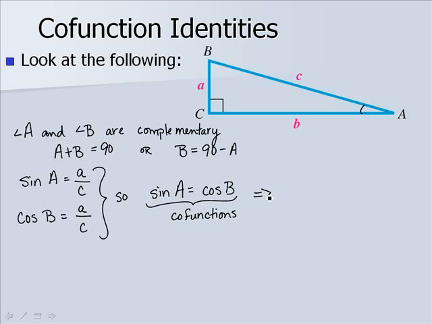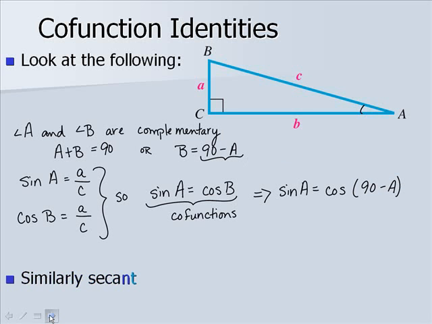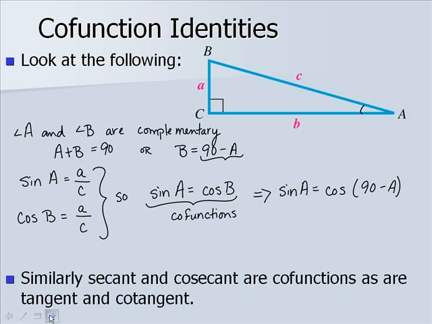So then what that allows us to do is to say that the sine of A is equal to the cosine of B, and instead of using B, we're going to use our definition here of B, which is 90 minus A, so that both are written in terms of angle A. Similarly, secant and cosecant are cofunctions, as are tangent and cotangent.